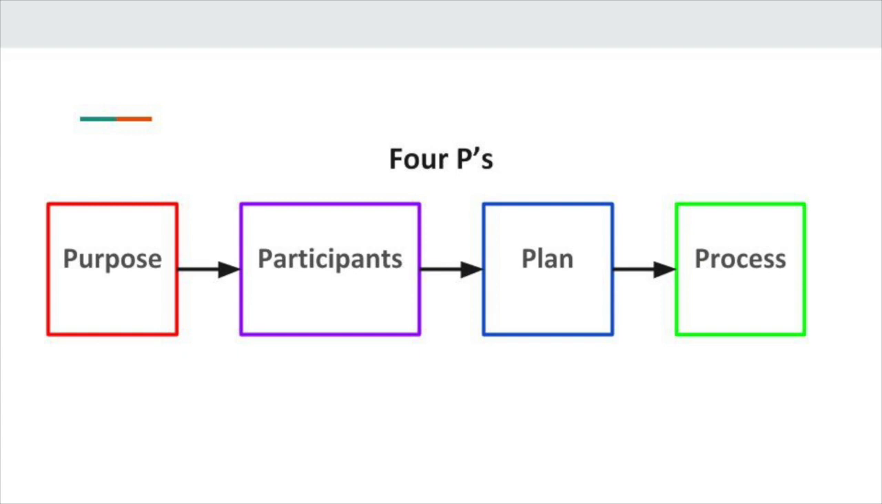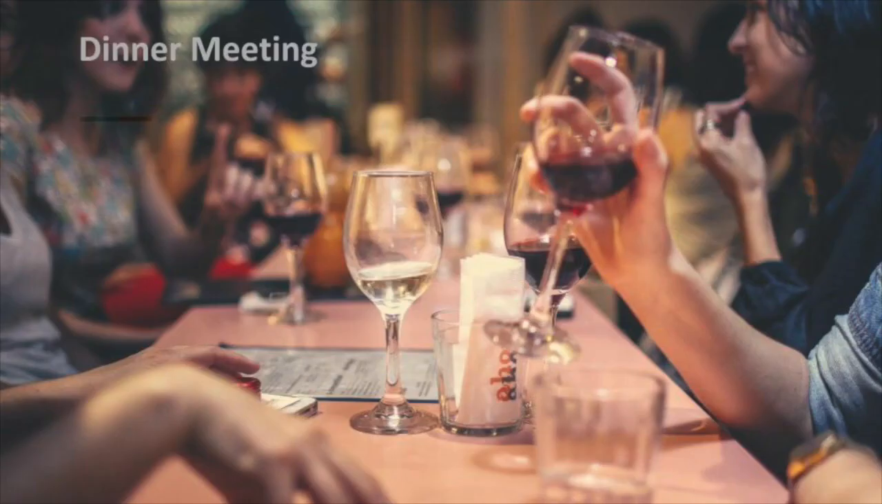The 4 parts of the model include purpose, participants, plan, and process. Purpose: specify the meeting's purpose. Participants: inviting the right number and mix of participants. Plan: carefully plan the meeting's content and format. Process: effectively manage the meeting's process. Next, we have created a scenario in which Hightower could have arranged and conducted a dinner meeting using the 4 Ps.